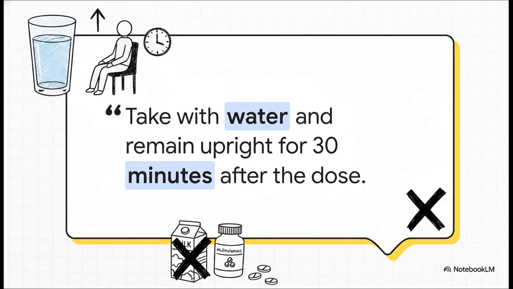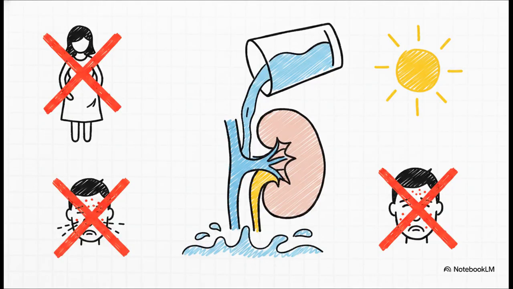If they take it and immediately lay down to go to sleep, that highly acidic pill can get lodged in the esophagus and literally cause an ulcer. Ouch. Also, perfect time to remind them about binding interactions. Just like the quinolones, they shouldn't wash this down with a glass of milk or take it with their daily multivitamin. Now for sulfamethoxazole, trimethoprim, you really need to drill these core points into your brain.